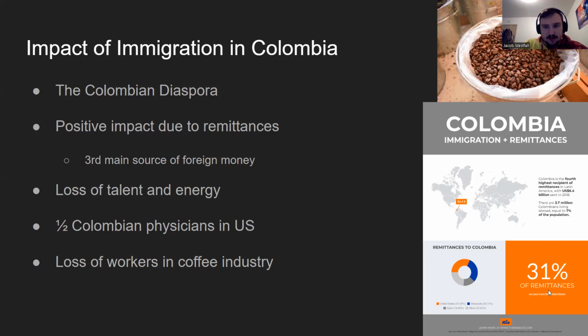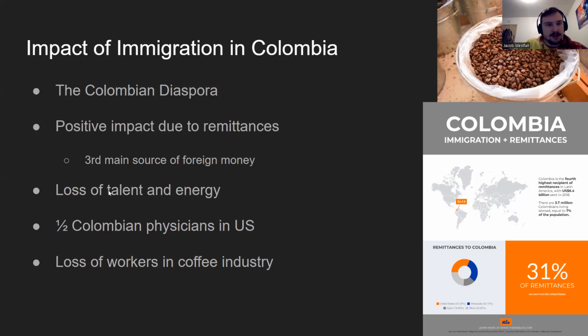31% of remittances are sent from the United States, which is one of the largest amounts. And you have Venezuela, Spain, and other countries. So lots of money coming from the United States, from families being sent to other family, or from now U.S. citizens, more specifically sent to families back in Colombia.